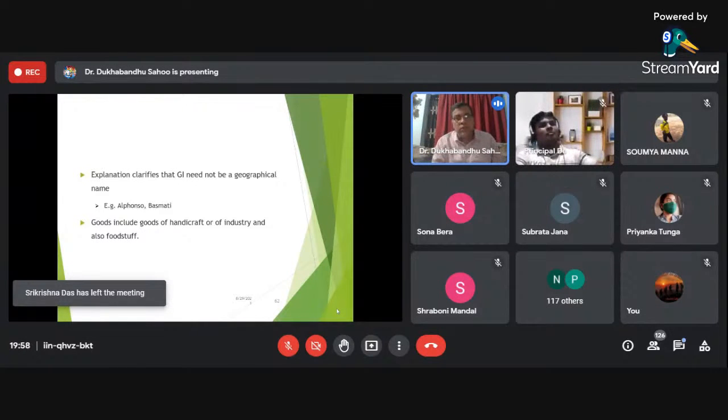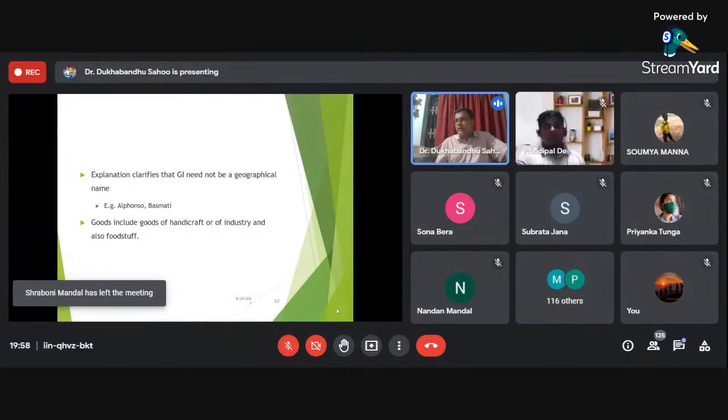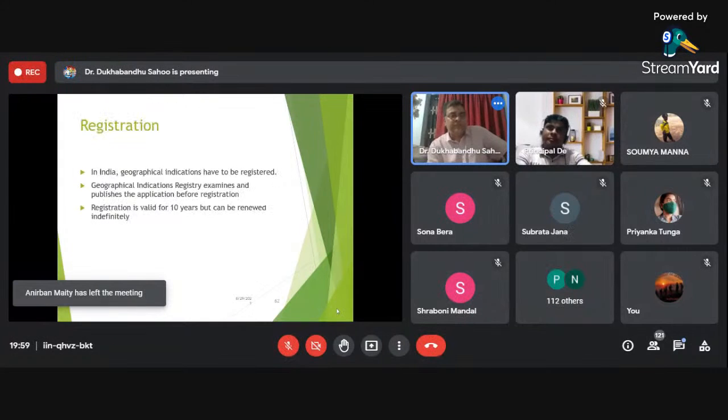So goods include goods of handicraft or of industry. It may include, let's say, handicraft of Assam, like Assam coffee. You may see it in Odisha also, but it has the GI tag of Assam for that particular industry.